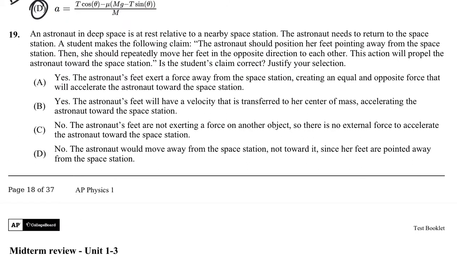An astronaut in deep space is at rest relative to a nearby space station. The astronaut needs to return to the space station. A student makes the claim: the astronaut should position her feet pointing away from the space station. So here's my space station, my International Space Station, or ISS. So the astronaut faces like this. Then she should repeatedly move her feet in the opposite direction to each other.